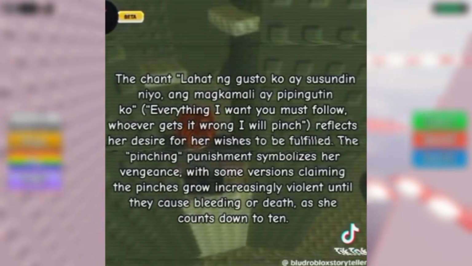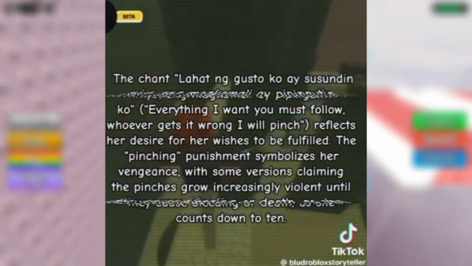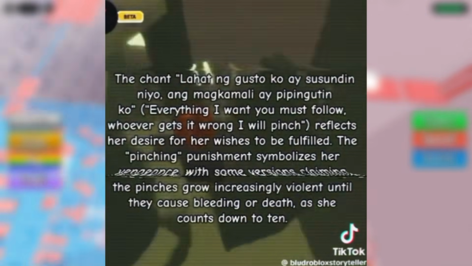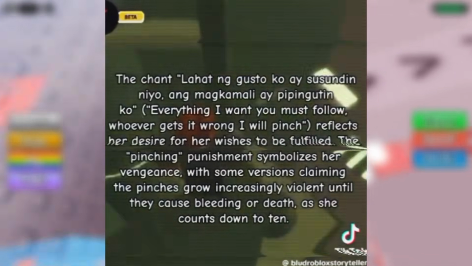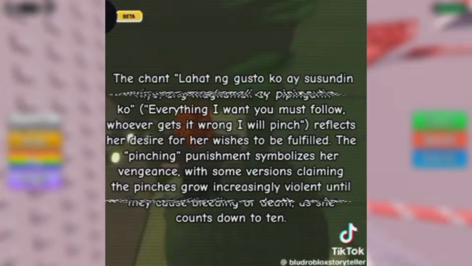The line "Lahat ng gusto ko ay susundin n'yo" reflects her desire for her wishes to be fulfilled. The pinching punishment symbolizes her vengeance, with some versions claiming the pinches grow increasingly violent until they cause bleeding or death as she counts down to 10.